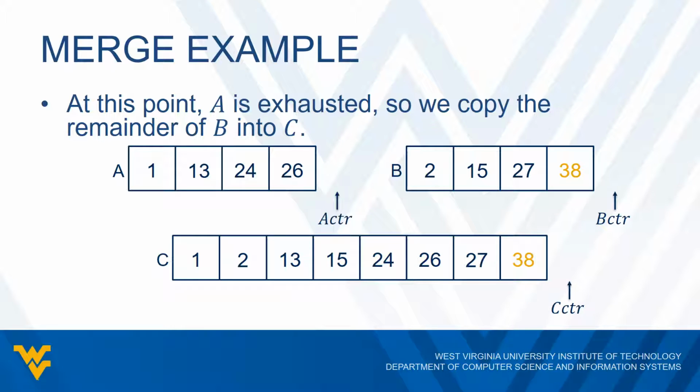And then finally, we'll take the 38 from B, that's the only thing that's left over, copy that into C. We still increment B counter and C counter, and we see that we've exhausted both A and B. We're at the end of the arrays, so we have completed merging two sorted lists into our third list.